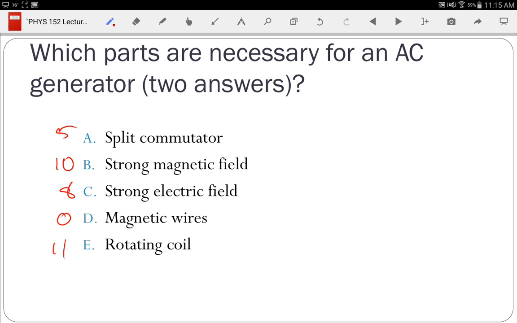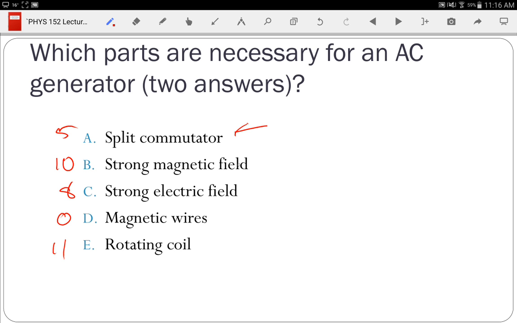Okay. I must have been too varying in my descriptions today, not straightforward enough, because we did not talk about electric field today except in an analogy for electric flux versus magnetic flux. The electric field was not part of the generator. Yes, you do create an electric field in the generator. That's what's inducing the EMF. But that's not part of it. The other two answers that had big numbers, the strong magnetic field and the rotating coil, those are the two things you need to make an AC generator.